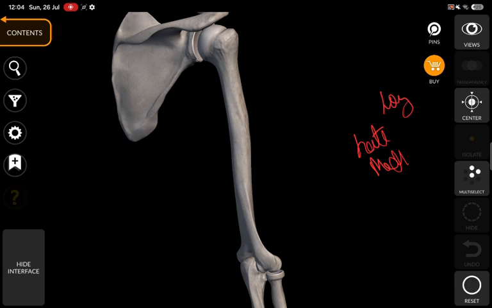The long head originates from the lower glenoid tubercle of the glenoid cavity, and the lateral head of the triceps brachii originates above the radial groove, whereas the medial head originates on the posterior surface of the humerus below the radial groove. Right, the medial head is below the radial groove, whereas the lateral head is above the radial groove. Upper lip of the spiral groove.